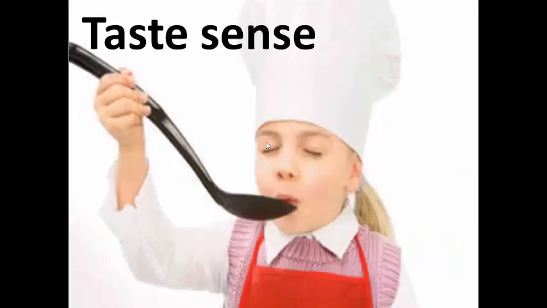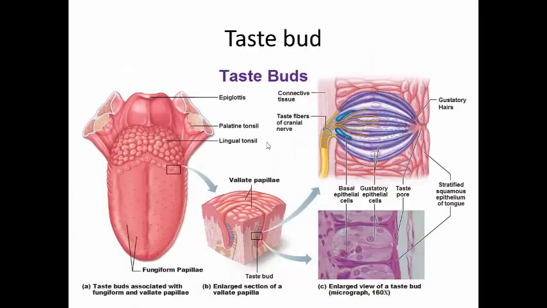This is all about the sense of smell. The other part that we should know about is the taste sense, or gustation. The taste sense, or gustation, has an important functional unit, which is the taste buds. The taste buds are globular structures present inside the tongue.